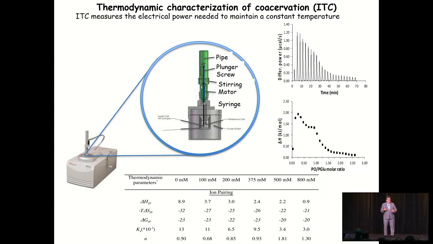What drives this? It might, like I said, be kind of obvious that if you have two oppositely charged polymers, they're going to make a complex. But if you study the thermodynamics of this, as we did with isothermal titration calorimetry, and extract an enthalpic term, which is related to the electrostatic interaction, and an entropic term, you see that the contributions to the overall free energy change from enthalpy are a lot smaller than those from entropy.